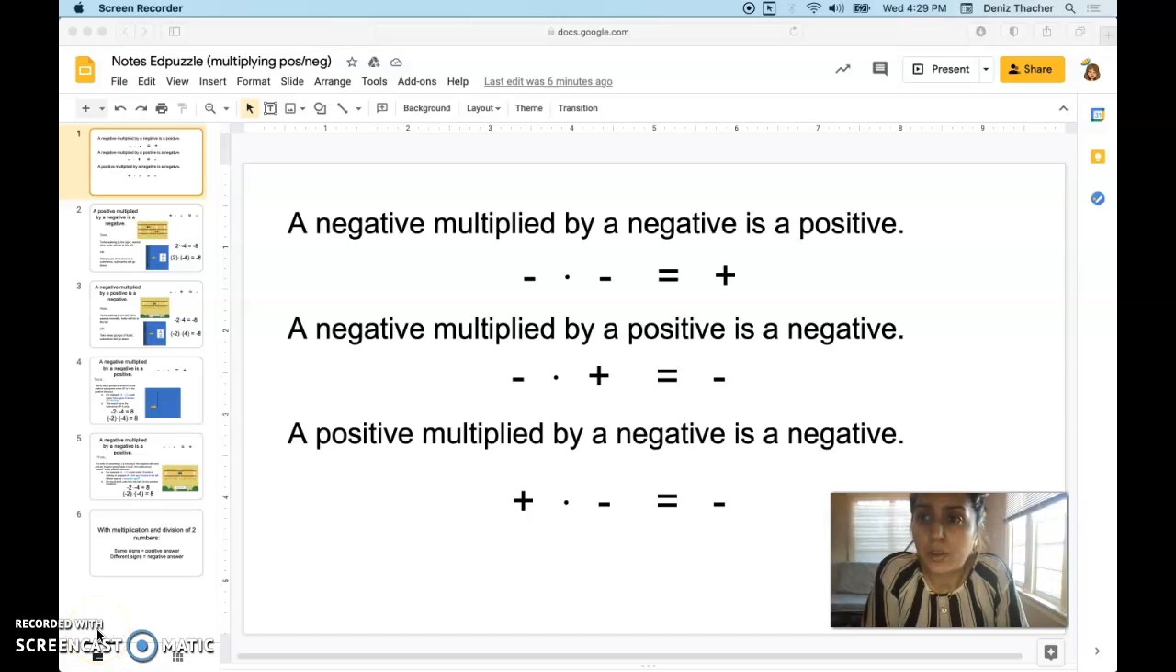Hey to everyone who chose to work independently today, who feel like they are getting it. We're just going to quickly review in this video the rules of multiplying and dividing positive and negative numbers, whether they're whole numbers, decimals, or fractions. It doesn't matter. The rules are always the same.